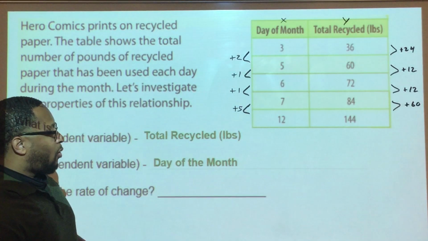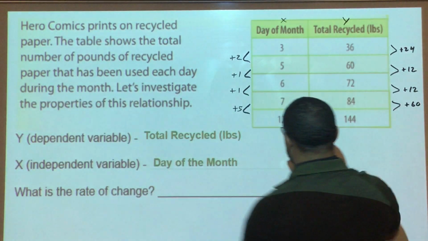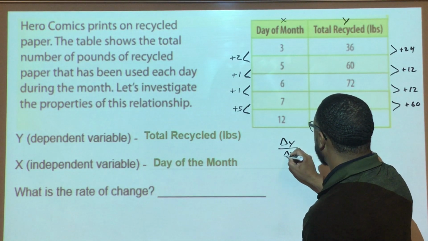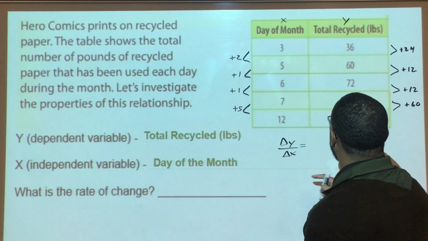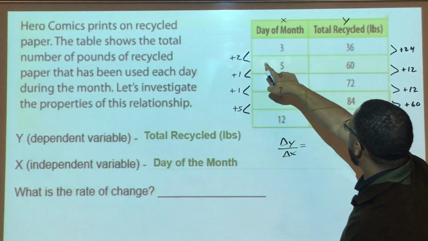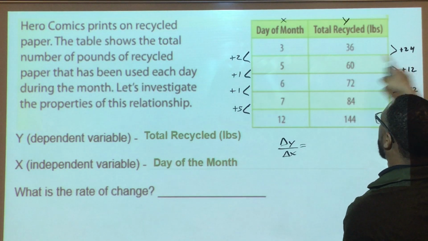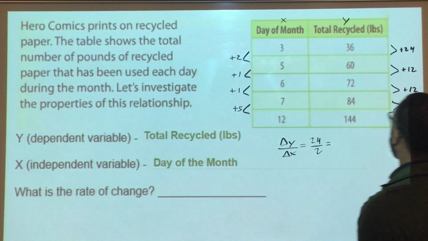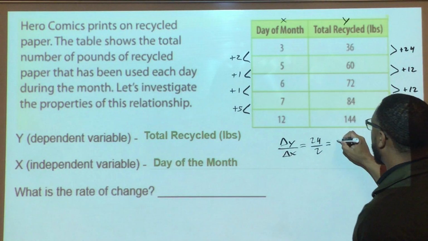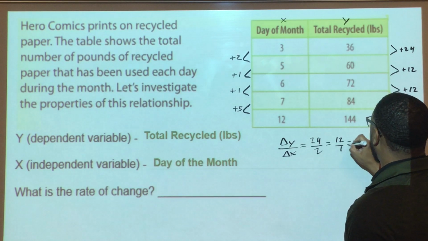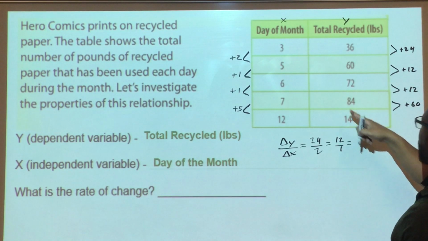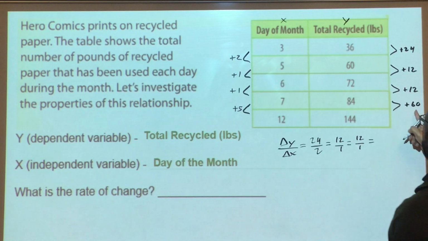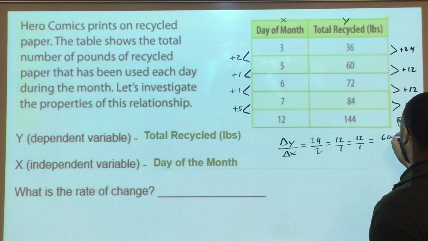Now we're going to make some ratios. Change in Y over change in X is how I'm going to determine the rate of change. Let's look at the first row. That's going to give me 24 over 2. That should be equal to 12 over 1. And the next one, that's also 12 over 1. So I'll go ahead and I'll write it. And then this one is 60 over 5.